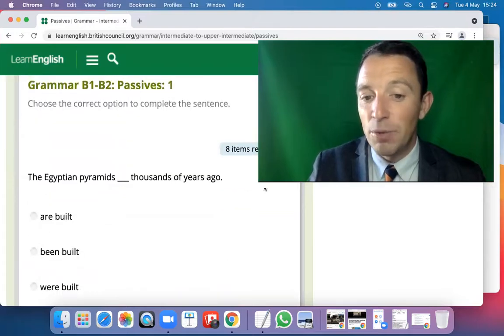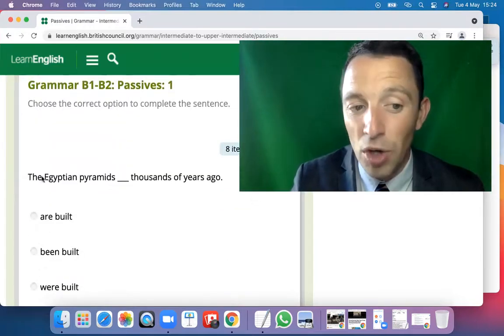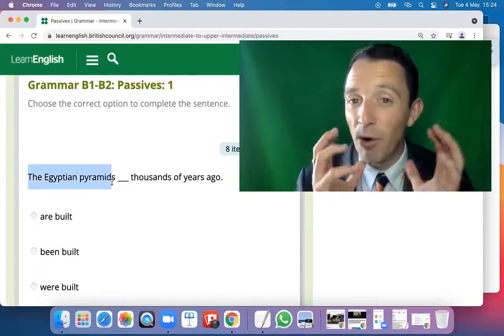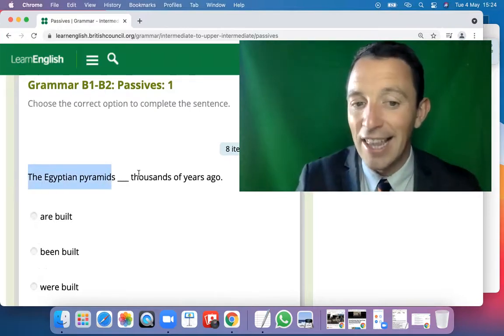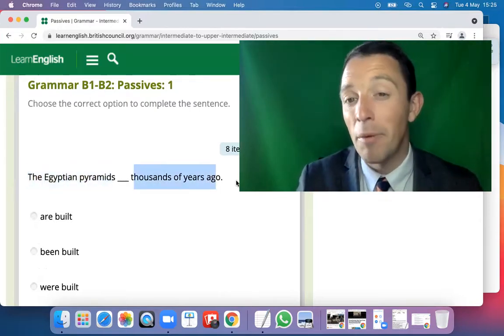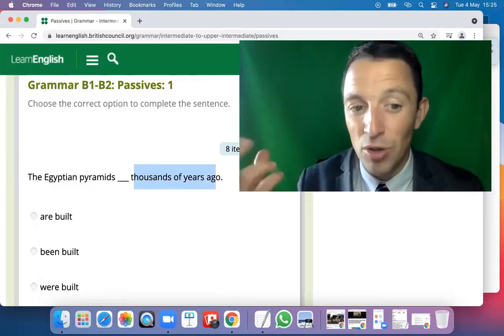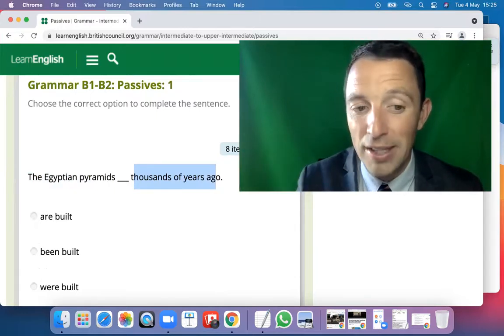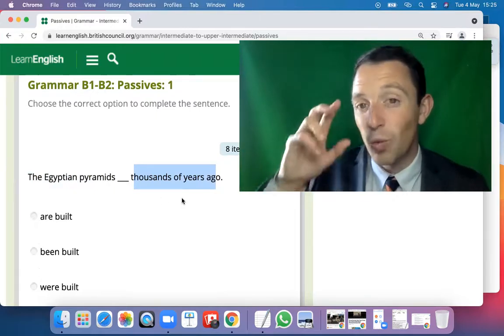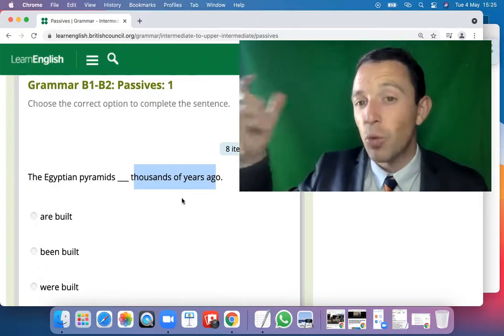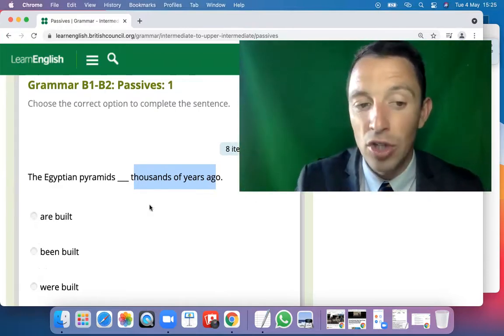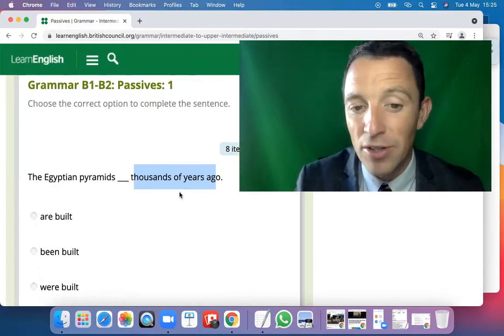You can see the Egyptian pyramids is maybe the subject or the object, we don't know. So the Egyptian pyramids is the focus of the sentence. Thousands of years ago, probably by a lot of people. So it's related to construction, related to built. And because it was constructed by other people, we do not need to say who. So let's see, are built thousands of years ago?